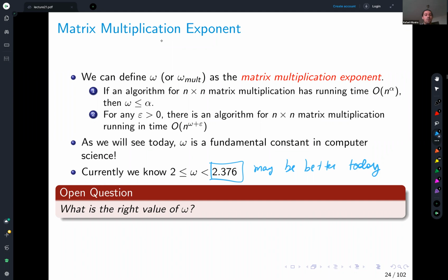And what does it mean for omega to be 2? If omega is 2, it's really impressive that the time it takes to multiply two matrices is asymptotically the same as the time it takes to add two matrices. And those operations are very different. Certainly one seems much easier to us than the other.